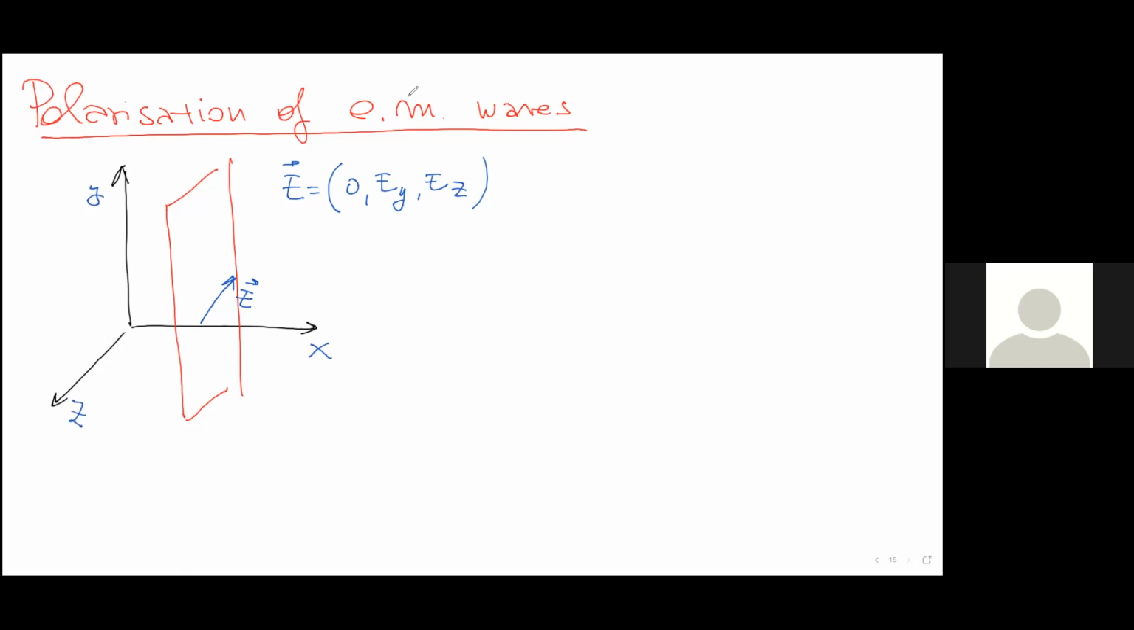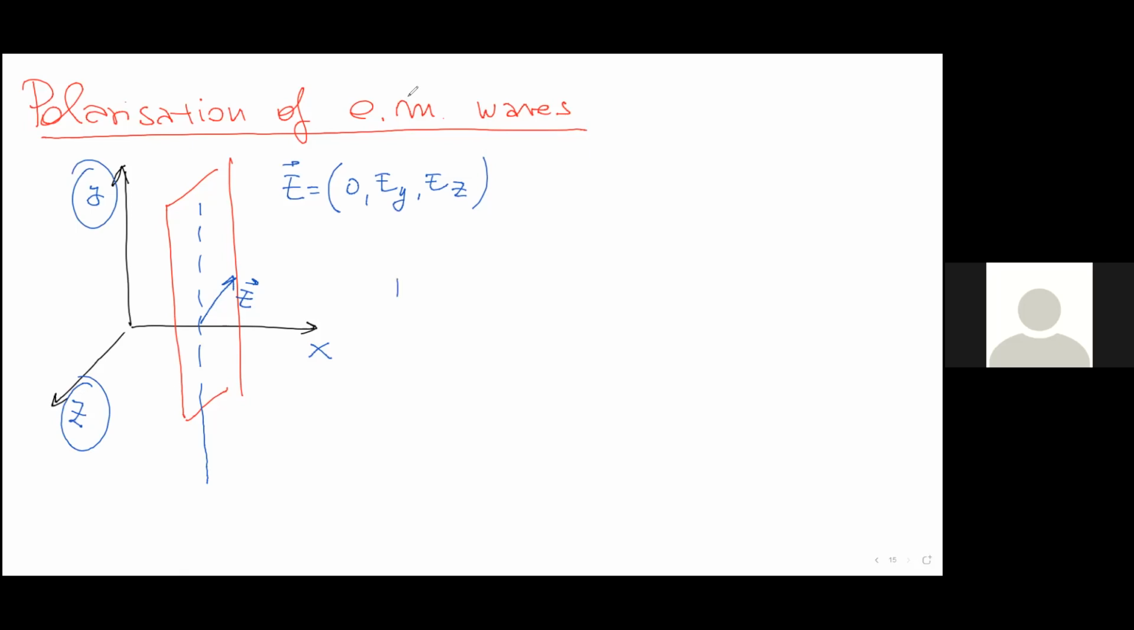Then we said, let's make a very simple model and let us assume that the field is polarized along the y direction. So we studied only the case where the field is along y, and the wave equation becomes a scalar equation, very simple to solve. But in general, the electric field can have both a y component and a z component, and both of them can be different from 0.